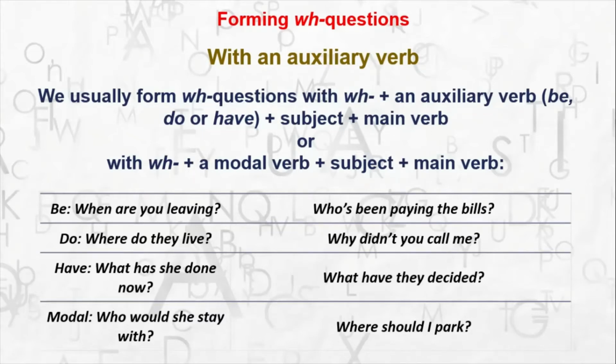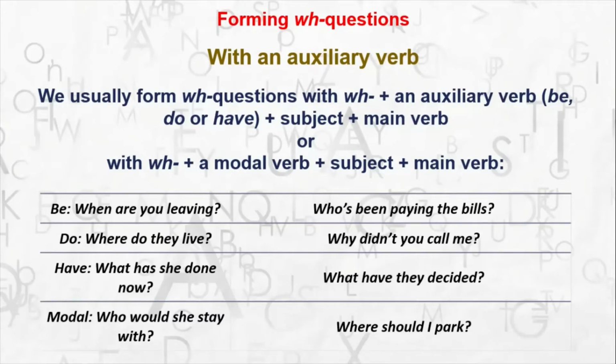Who would she stay with? Now see, the would here is the modal. It also helps. Okay, you will learn the difference between modals and auxiliaries in detail in a higher class. Who's been paying the bills? Why didn't you call me? What have they decided? Where should I park? So now look at the first line. When are, who's been.